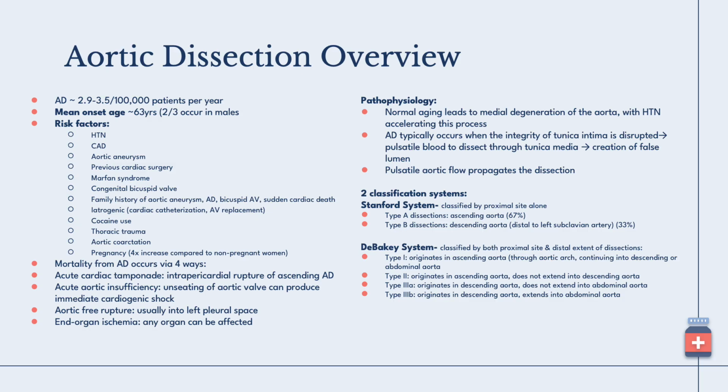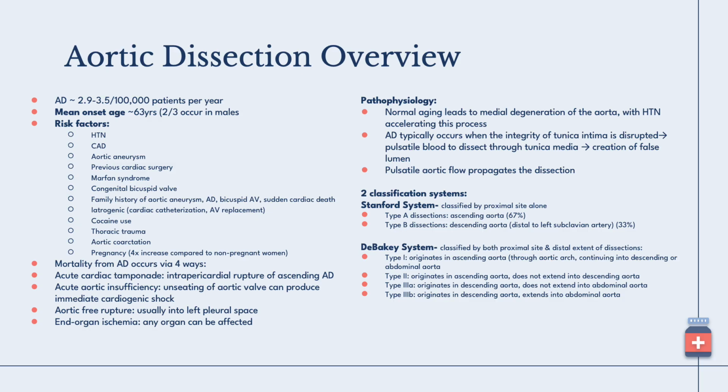So mortality from aortic dissection can occur in 4 ways. So we can have acute cardiac tamponade. There can be acute aortic insufficiency, aortic free rupture, and then end organ ischemia. So any organ can be affected depending on where that dissection is occurring.